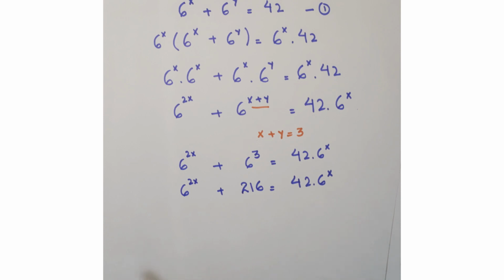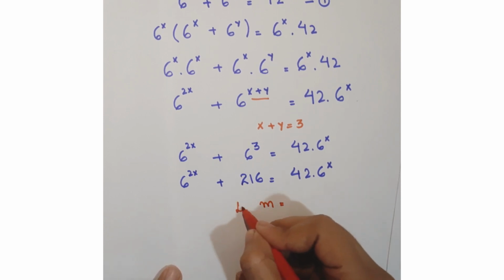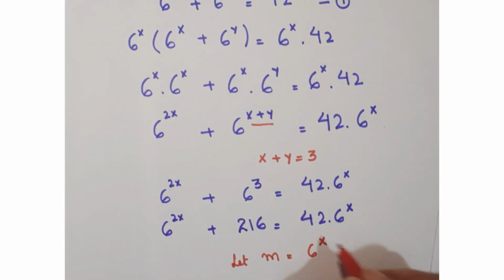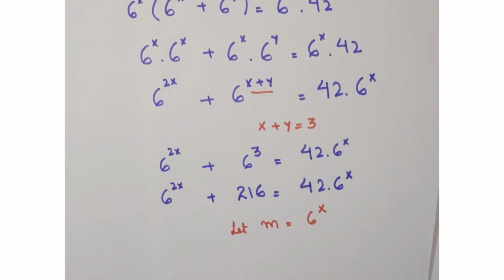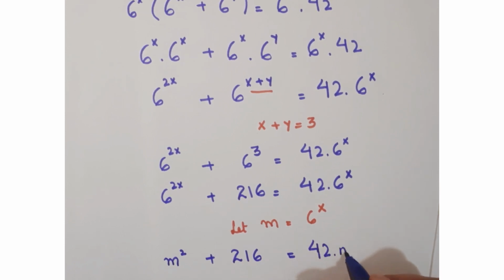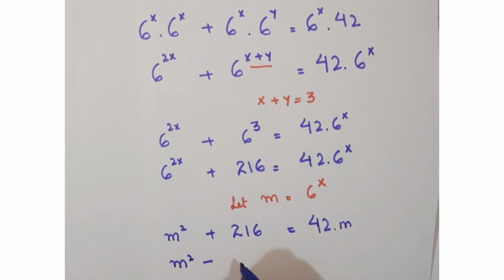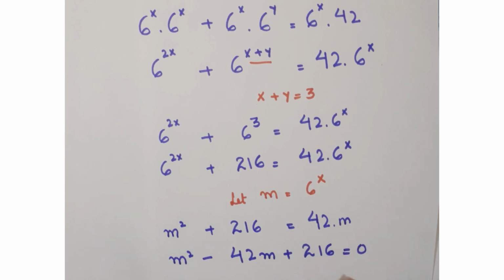Now assume that m is equal to 6 to the power x. Now replace it with m. You get m square plus 216 is equal to 42 into m. Now just bring 42 on the other side. You get m square minus 42m plus 216 is equal to 0.